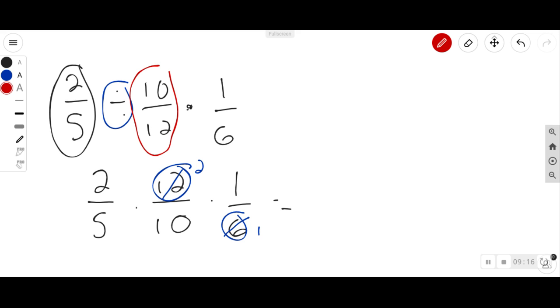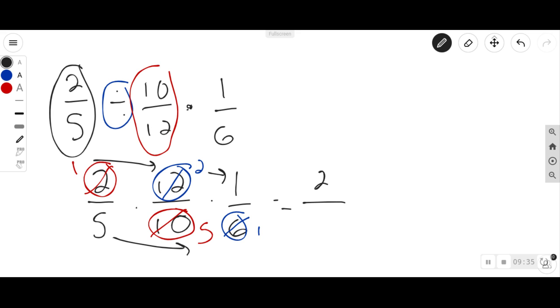I also have a 2 and a 10. So that's 1 and 5. I could have also done the other 2 with the 10. Wouldn't matter. So I multiply across the top. 1, 2, and 1 is 2. Then 5, 5, and 1 is 25. And that is simplified, so it is reduced.